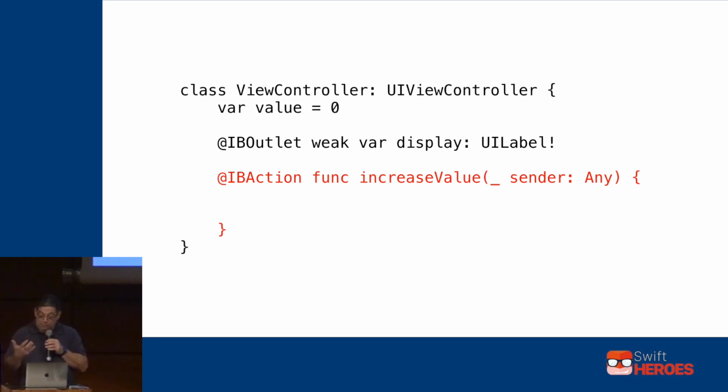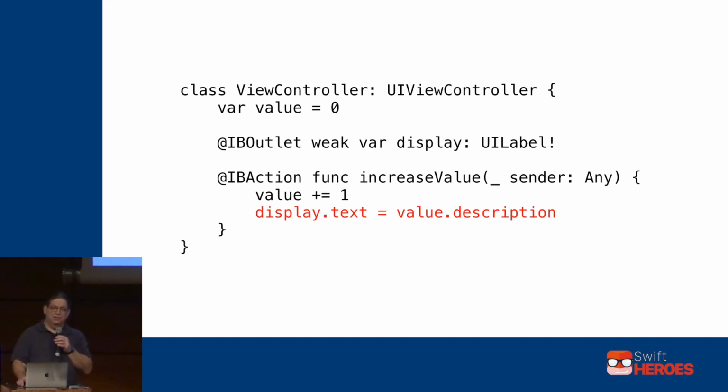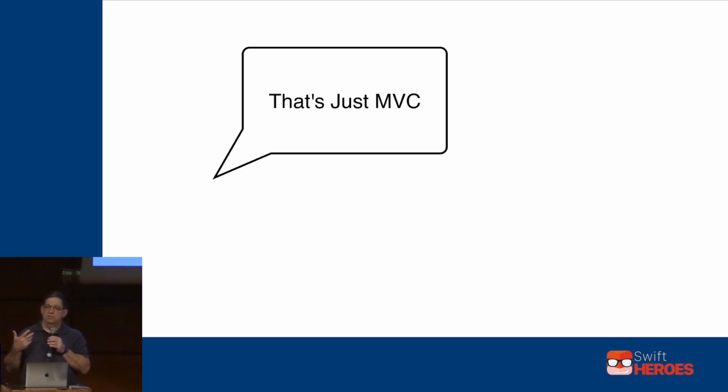And I need to connect to the button. And so when I press the button, something needs to happen. And in this case, I increased the value by 1. And now I need to see the results. And so my button action says to the label, hey, can you update your display on the screen? And for many years we wrote code like this and we weren't ashamed of it. And why should we be?